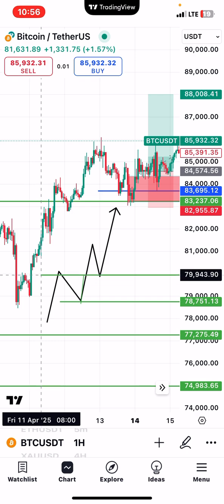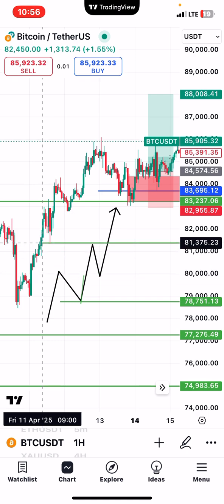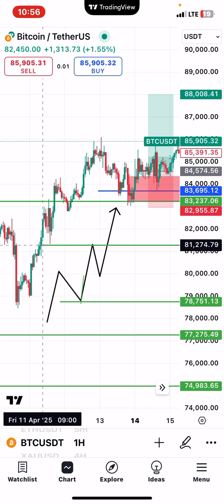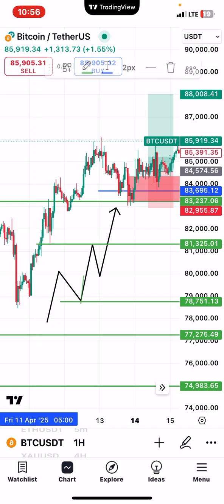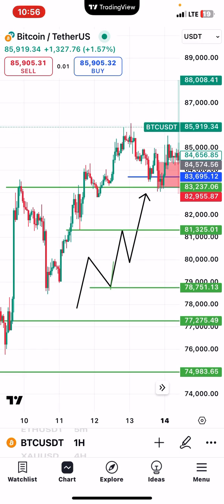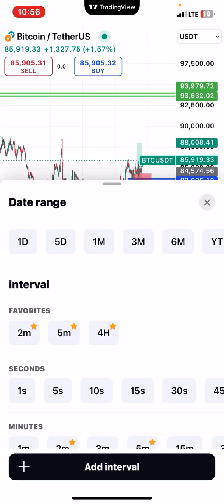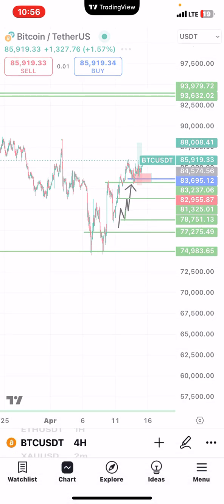Sometimes you can just split your capital into two. You buy from here, maybe price refuses to move up, it comes down, you buy from 80,000, and before it moves from here to here, you get to make maybe 10% of your capital. It is as easy as that. Now let's look at the chart for example. Let me go to the 4-hour time frame.